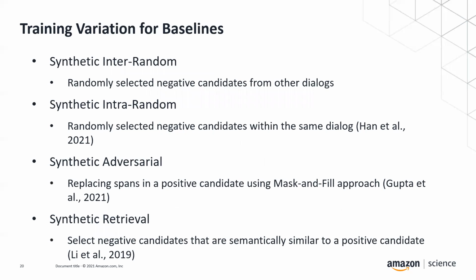And so to compare against the standard approaches in the literature, we follow their approaches where we create these synthetic negatives. And so we have multiple different training sets, and then we'll train our models on these training sets as our baselines. So going through each one, we have synthetic inter-random, where we randomly select negative candidates from other dialogues. Synthetic intra-random, where we randomly select negative candidates within the same dialogue. Synthetic adversarial, where we replace spans in a positive candidate using a mask and fill approach. And synthetic retrieval, where we select negative candidates that are semantically similar to a positive candidate.